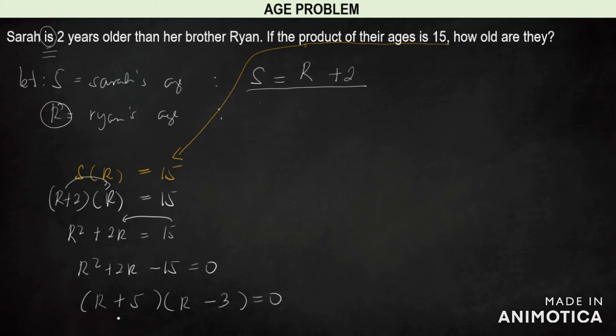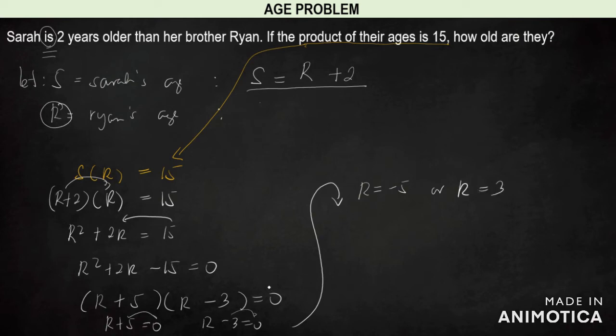And then, we apply the zero product property. We have R plus 5 is equal to 0. We have R minus 3 equals 0. So, we have here R is equal to negative 5 or R is equal to positive 3. Okay. Now, since age cannot be negative, okay, we are going to discard this. Hindi siya pwedeng gamitin kasi nga ang age ay hindi pwedeng mag-negative. So, among the two solutions, ito lang pwede nating magamit. Okay? So, we have Ryan's age is equal to 3.